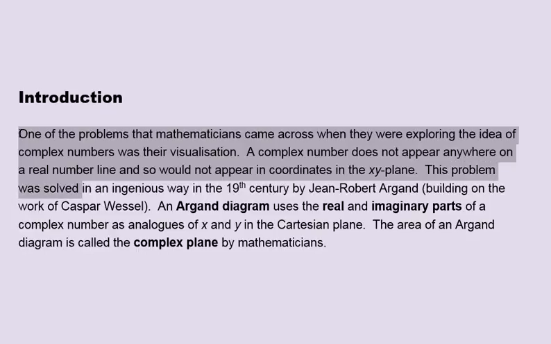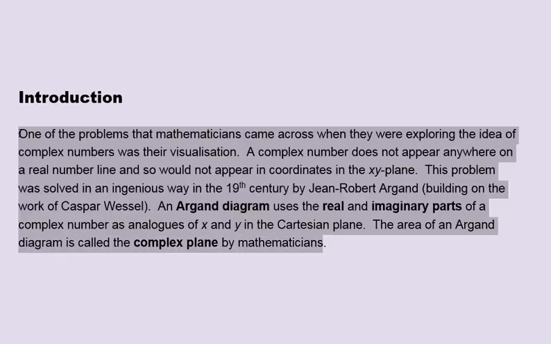This problem was solved in an ingenious way in the 19th century by Jean-Robert Argand, building on the work of Caspar Wessel. An Argand diagram uses the real and imaginary parts of a complex number as analogues of x and y in the Cartesian plane. The area of an Argand diagram is called the complex plane by mathematicians.